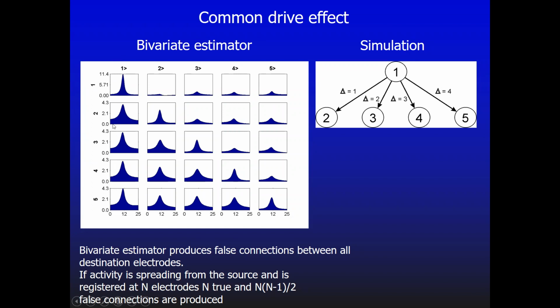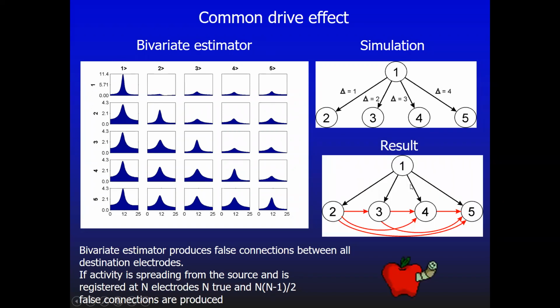And now we already know that this scheme shows the propagation from channel 1 to 2, 3, 4, 5, but we can see that not only these simulated directions are shown. In the case of the bivariate measure, it also shows connections between all the destination channels, because they are fed from the same source, so they show similar activity.